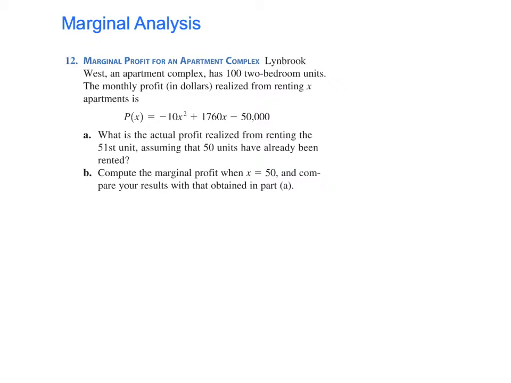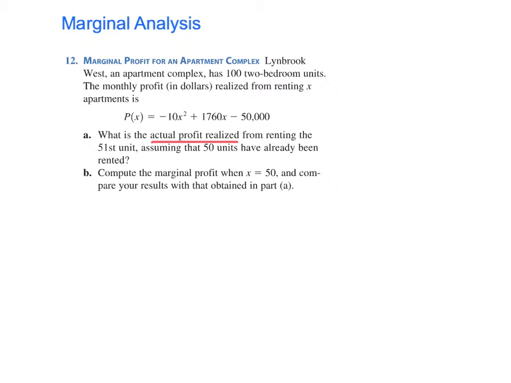P of X equals negative 10x squared plus 1,760x minus 50,000. And we're going to look at two calculations. For letter A, it says, what is the actual profit realized from renting the 51st unit, assuming 50 units have already been rented?